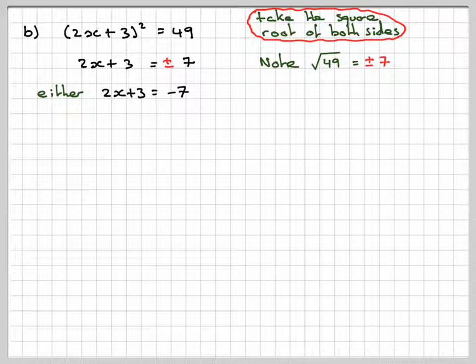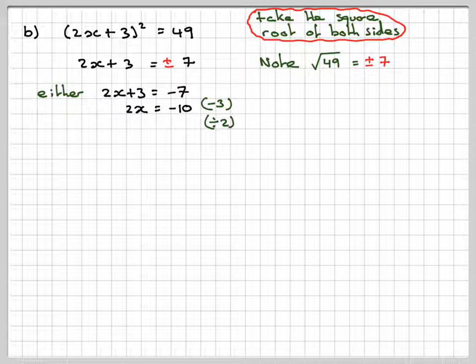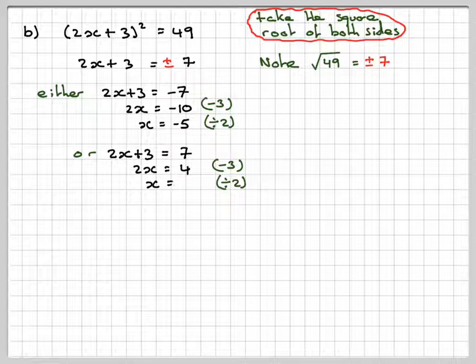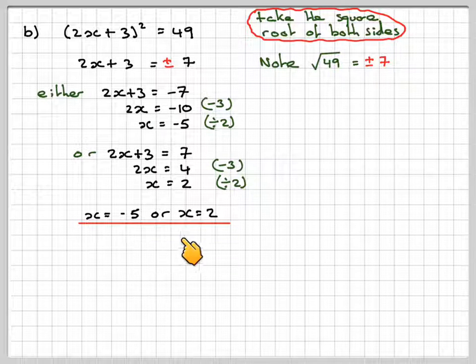Either 2x plus 3 is equal to minus 7. You subtract 3, so you're going to get 2x is equal to minus 10, divide by 2, x is equal to minus 5. Or 2x plus 3 is equal to plus 7, and then you take away 3, so 2x is equal to 4, and then divide by 2, you're going to get that x is equal to 2. So again, we've got two solutions, x is equal to minus 5 or x is equal to 2. So when it's written this way, it's far easier probably just to take the square root of both sides, and we just need to remember to take plus or minus.